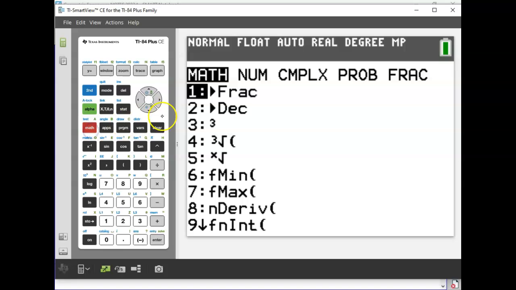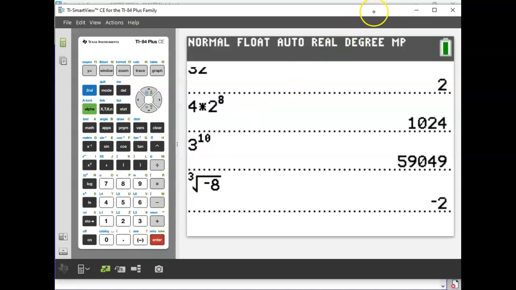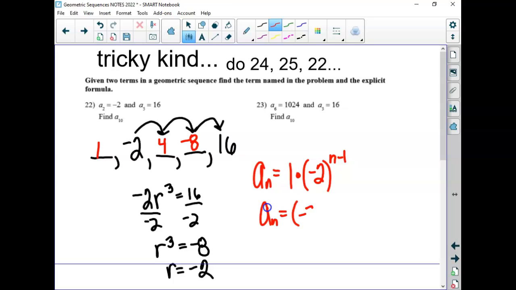Cubed root actually is under the math button. It's choice 4. The cubed root of negative 8 is just negative 2. So R is negative 2. All right, now we still have to do what though to write our sequence? Go back and find the first term. Well, if we're multiplying by negative 2, this one would have been 4 times negative 2 would be negative 8. But going backwards, what do we get? Just 1. So this sequence is the first term of 1 times the ratio of negative 2 to the n minus 1. Which, because multiplying by 1 does nothing, you could write as just negative 2 to the n minus 1. You can't get rid of those parentheses. They have to be there.